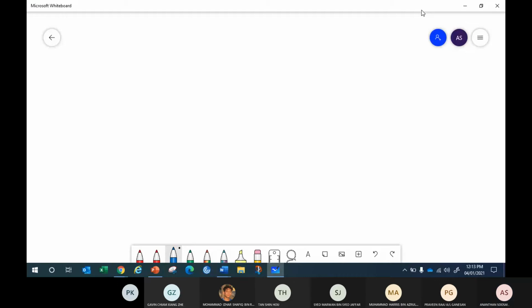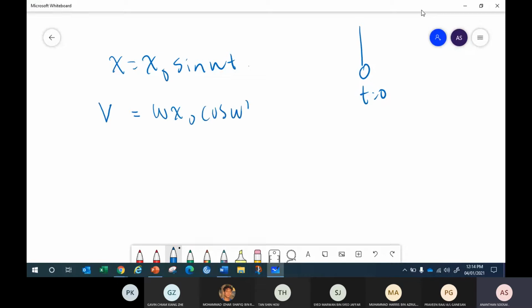We use x equals x naught sine omega t. We use the first version. At time 0, the displacement is x naught sine omega t. We want to find the velocity formula. Velocity formula in terms of time, we already know, is omega x naught cos omega t. But we want to get v in terms of x.